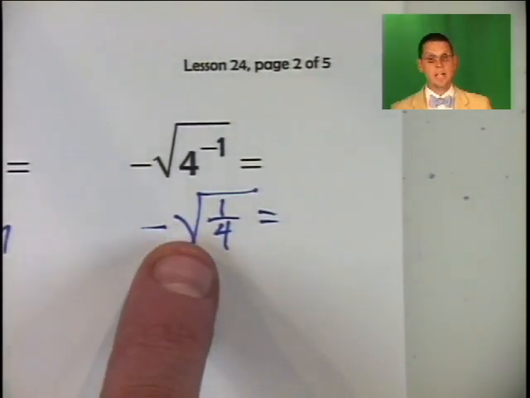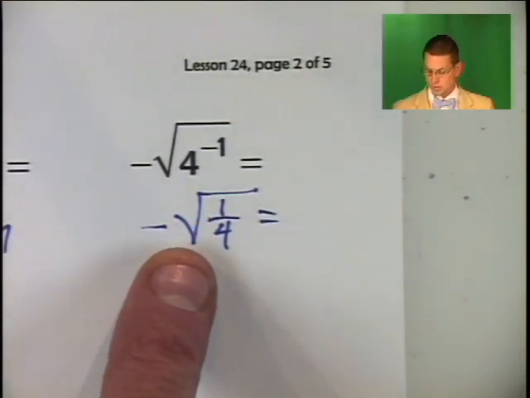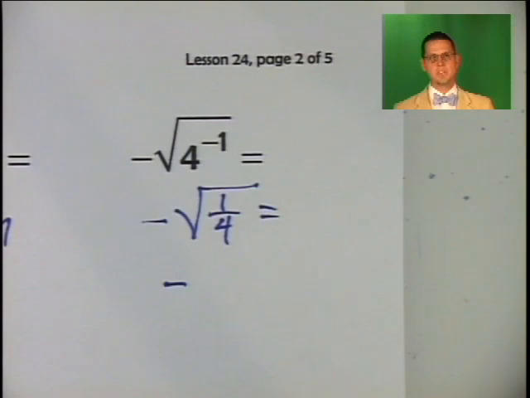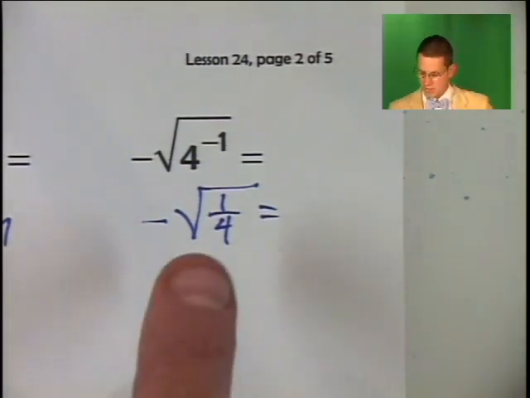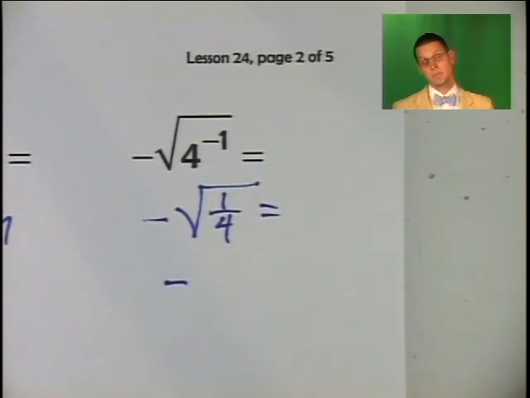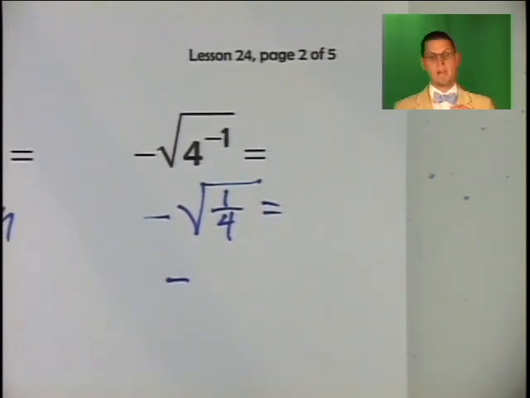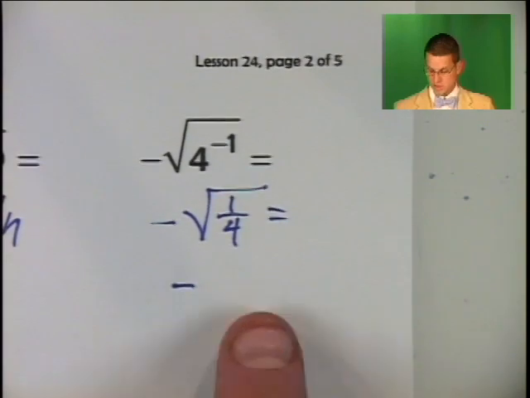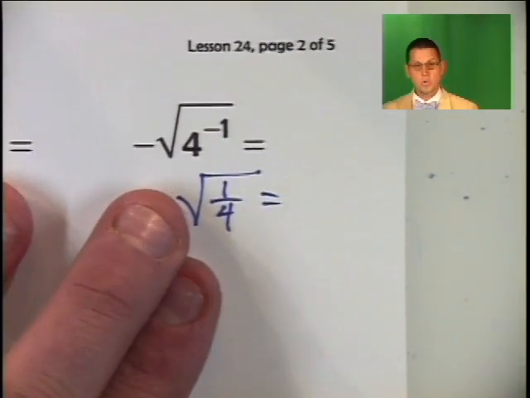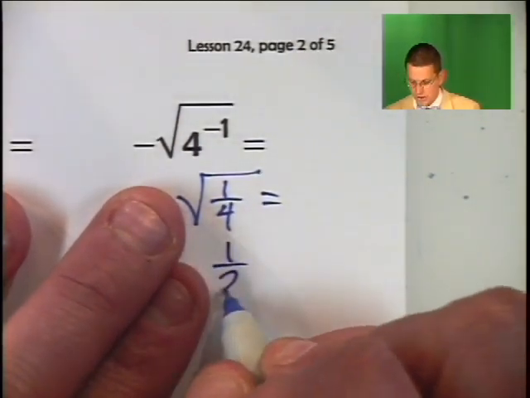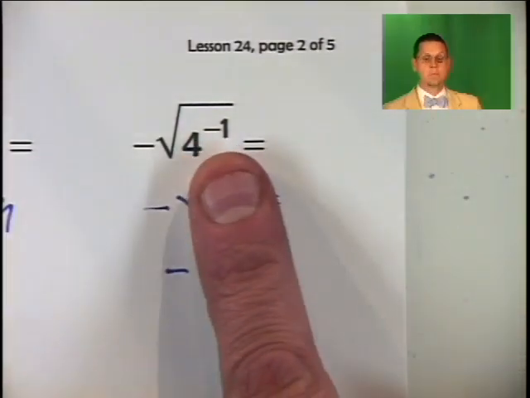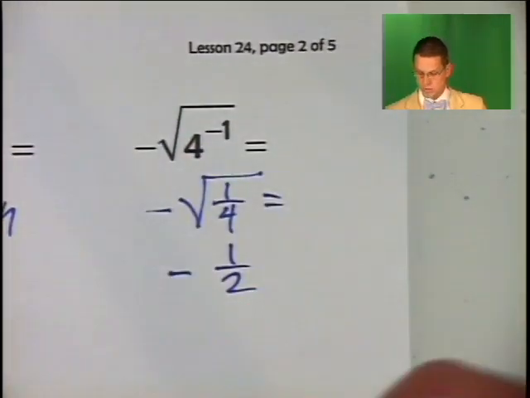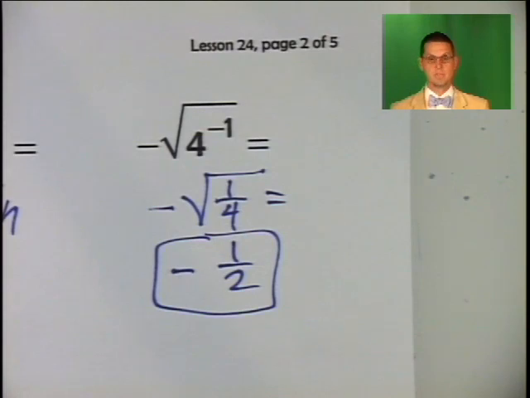Now, what's the root index? There's nothing written, so it's implied to be a 2. That means what number times itself, one number times itself, gives you 1/4. Well, 1/2 times 1/2, or 1/2 squared, is 1/4. So the square root of 1/4 is 1/2, and we're multiplying that final answer by a -1. So our answer is negative 1/2, because the negative was on the outside.